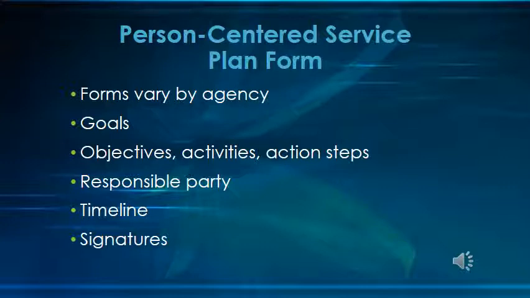First, there should be an identified long-term outcome for the individual. Next would be goals, followed by specific objectives and activities and action steps, and who is going to be responsible for the completion of those objectives, activities, and action steps. Everything on the person-centered planning form should have an identified timeline, and then finally, the required signatures of the participant, the case manager, and the case management supervisor are included on the person-centered planning form.